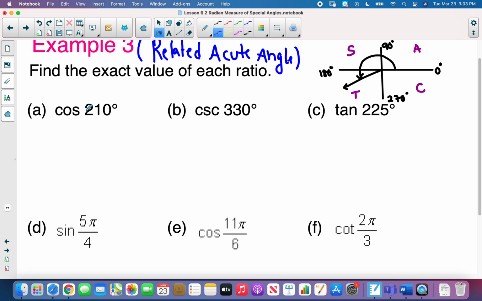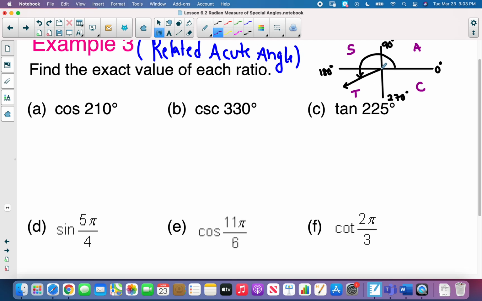But what is the acute angle that is related to 210? So for that, if I were to extend this angle in the first quadrant, what would this angle be? Okay, so from here to here, it's 180 plus this extra angle. This extra angle here is going to be the same as this angle here. So if I do 210 minus 180, I'll get this angle here. So 210 minus 180 is 30 degrees. So the related acute angle is 30 degrees.